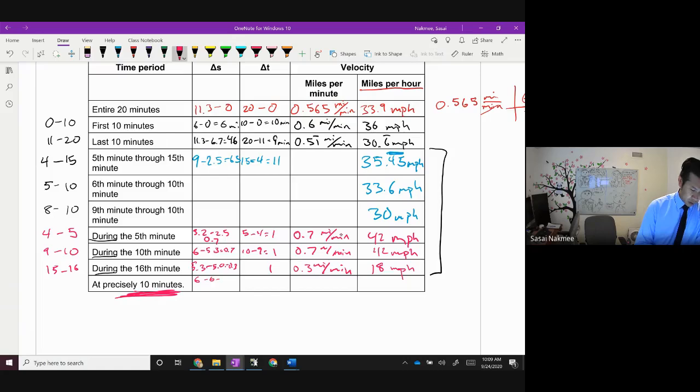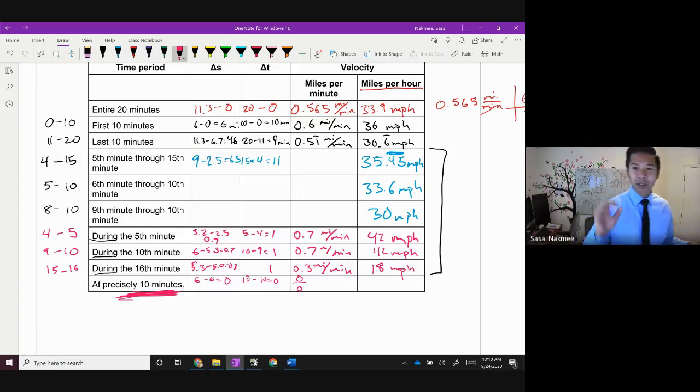minus 6 miles, which means they traveled no miles. And then if I look at the time, I'm looking at 10 minutes minus 10 minutes, which is equal to 0. And if I do that division, I end up with 0 miles over 0 minutes, which means mathematically it's undefined, right? But we know that if we were in the car at precisely 10 minutes, the car was going at a specific speed, was it not? You were actually moving, right?